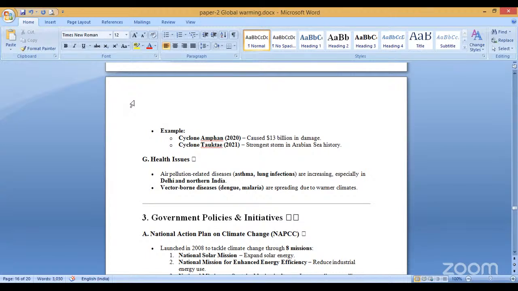Health issues: air pollution-related diseases, asthma, and lung infections are increasing, especially in Delhi and northern India. Vector-borne diseases such as dengue and malaria are spreading to warmer climates.